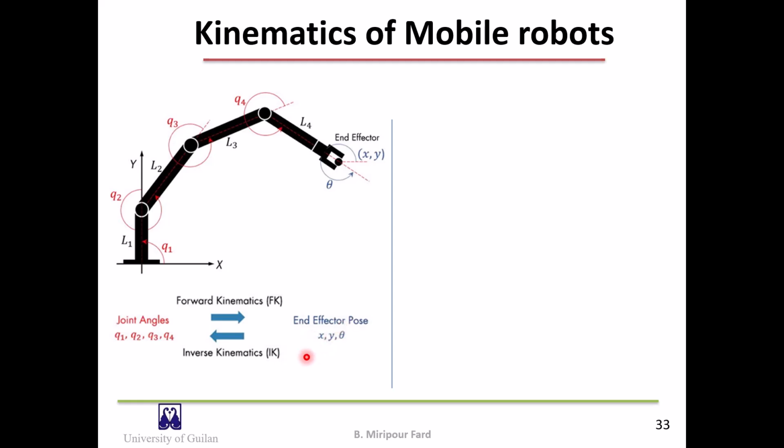In inverse kinematics, given the desired pose of the end effector, x, y, and theta, the values for the joint variables are determined. As you know, the inverse kinematic problem may have several solutions and or no solution at all.